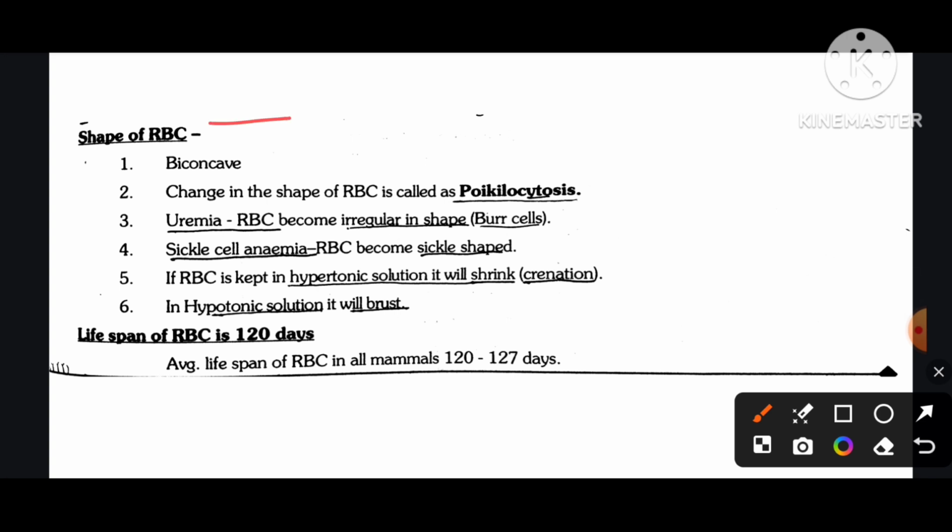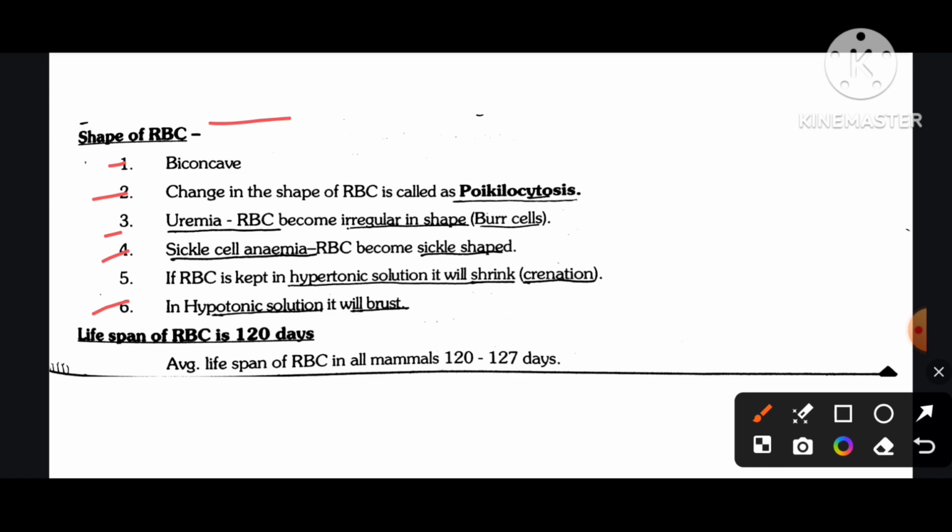Shape of RBC: biconcave. Change in the shape of RBC is called poikilocytosis. In uremia, RBC becomes irregular in shape. In sickle cell anemia, RBC becomes sickle-shaped. If RBC is kept in hypertonic solution, it will shrink, called crenation. In hypotonic solution, it will burst.